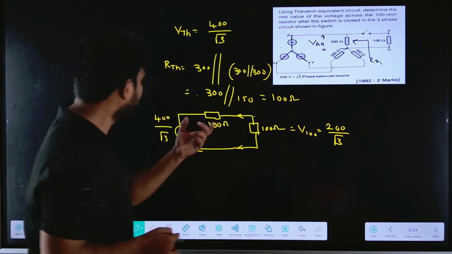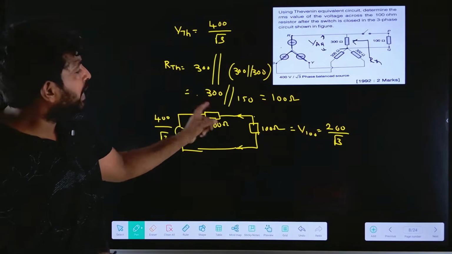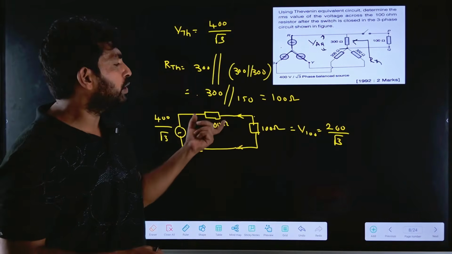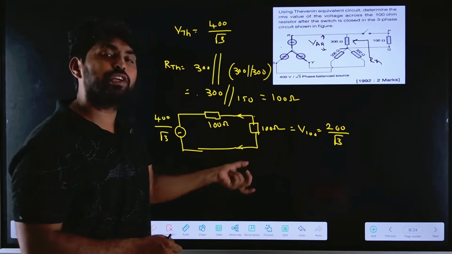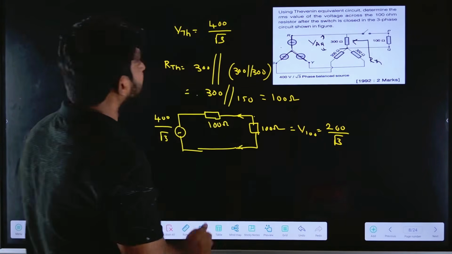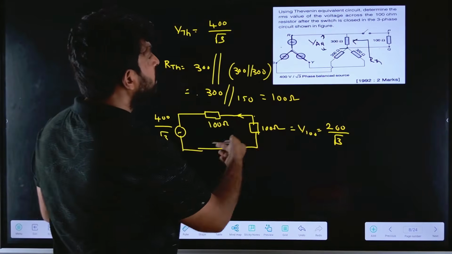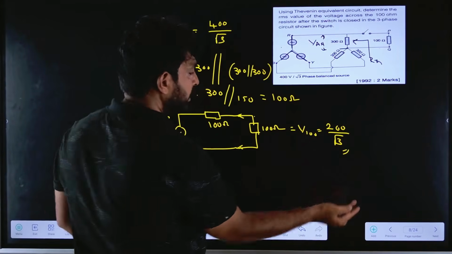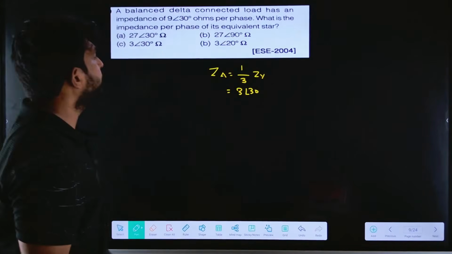Simple. The total voltage is 400 by root 3, and two equal resistors are in series, so the voltage will distribute equally, giving 200 by root 3. So the answer will be 200 by root 3. Now let us solve the next question.